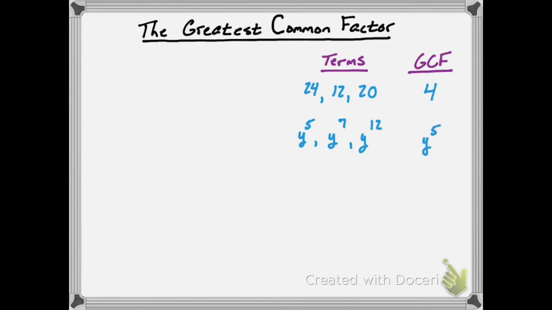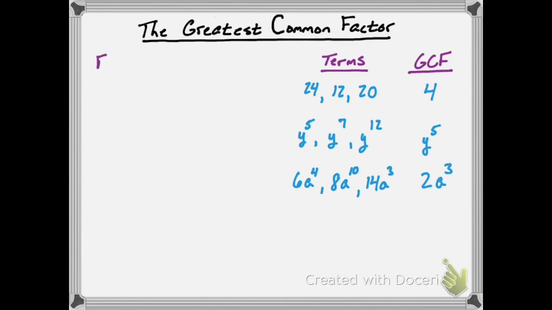In this last example, we can deal with coefficients and variables separately. The largest common factor between 6, 8, and 14 is 2. They're all divisible by 2. And as for a's, the lowest power of a that we see is a to the 3rd, so that's going to be our greatest common factor, 2a to the 3rd.